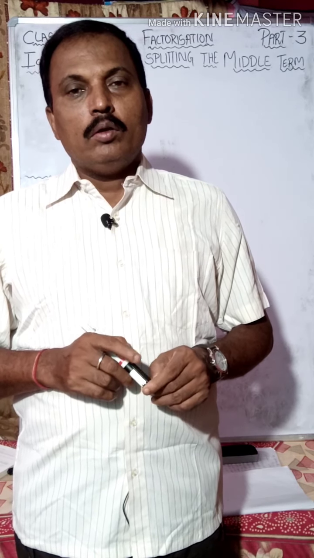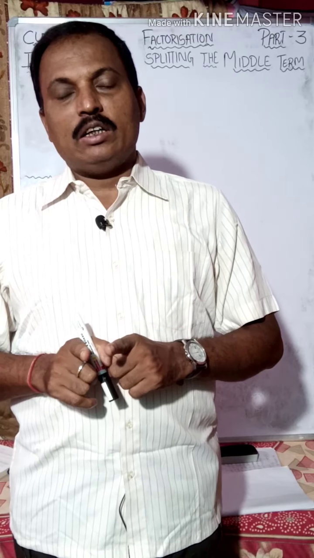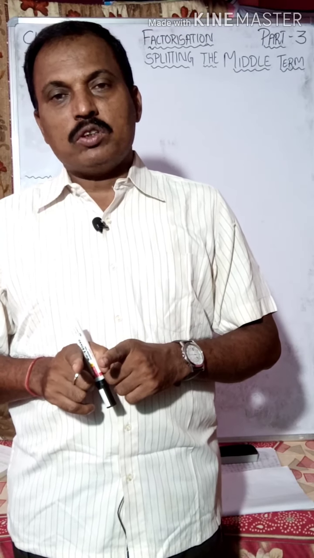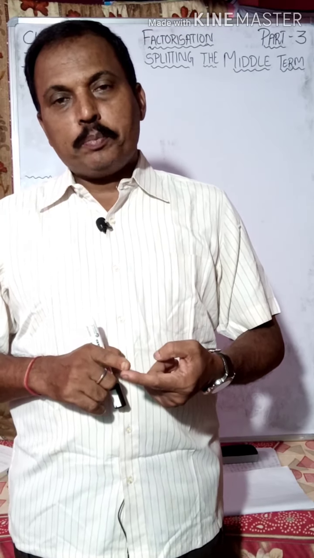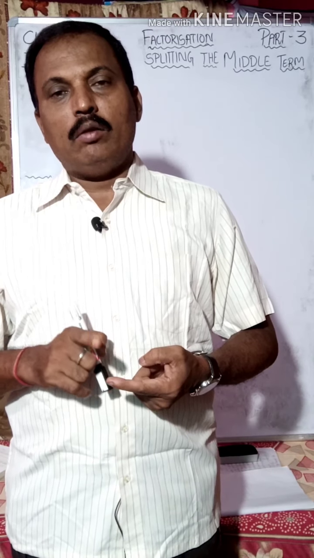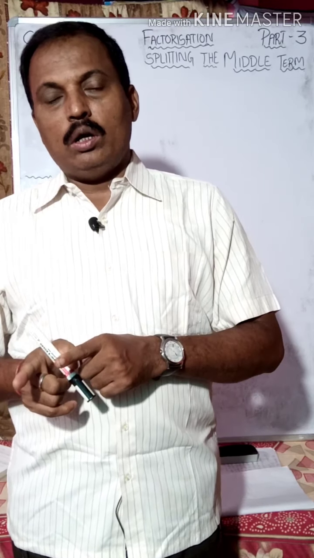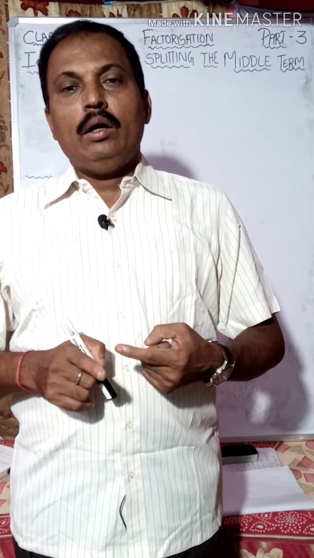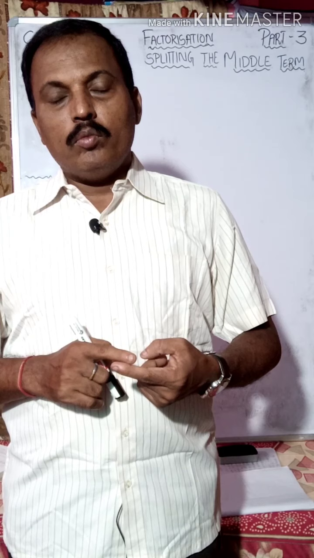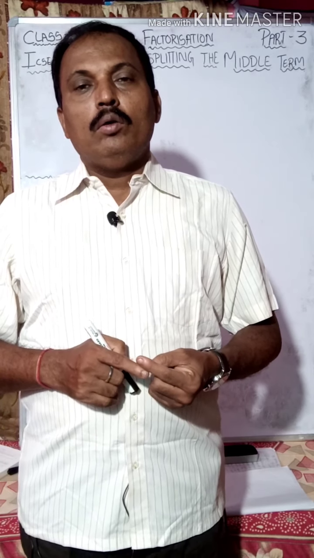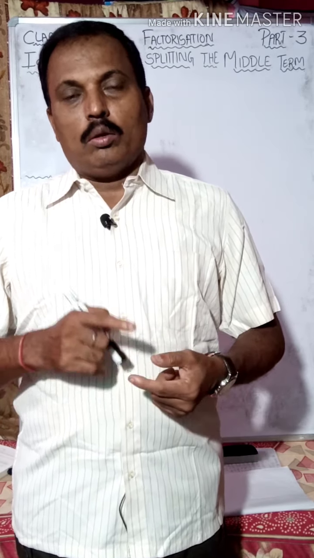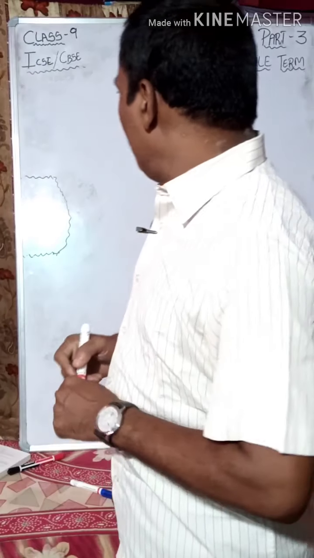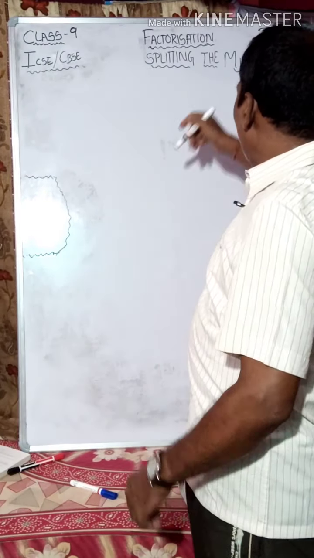When an expression has three terms, then we will split the middle term and turn it into two terms. How can it be turned, and what will be the two new terms? Now look here, splitting the middle term.